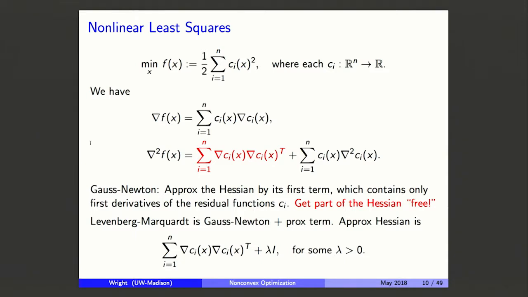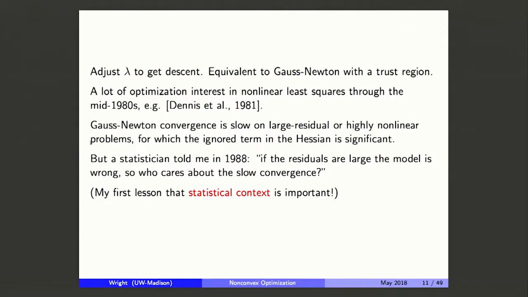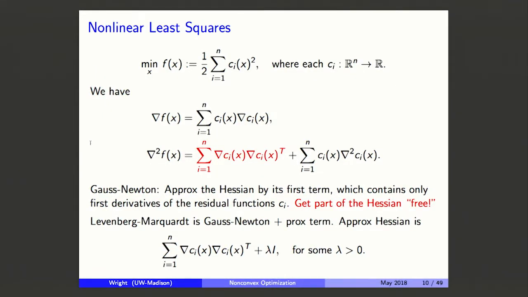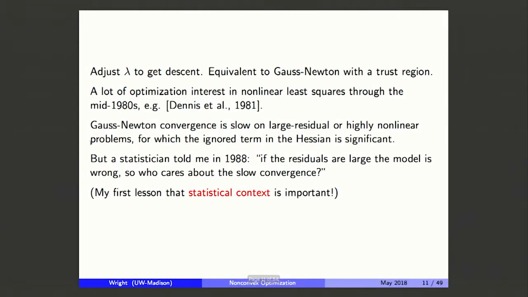And the second part of the Hessian has c_i and the Hessian of c_i in it. But very often you can get away with just using the first term as an approximation to the whole Hessian. And that's exactly what the Gauss-Newton algorithm does. Also there's this Levenberg-Marquardt idea where you toss in a multiple of the identity and so on to restrict the size of the step. So these are all classical techniques for nonlinear least squares, and there was a lot of work on these methods in the optimization community through about the mid-80s.